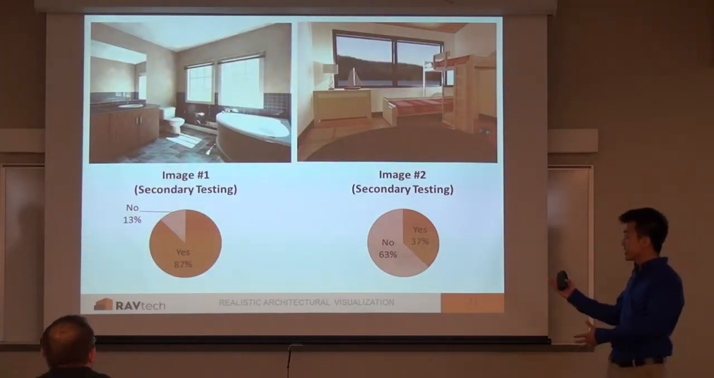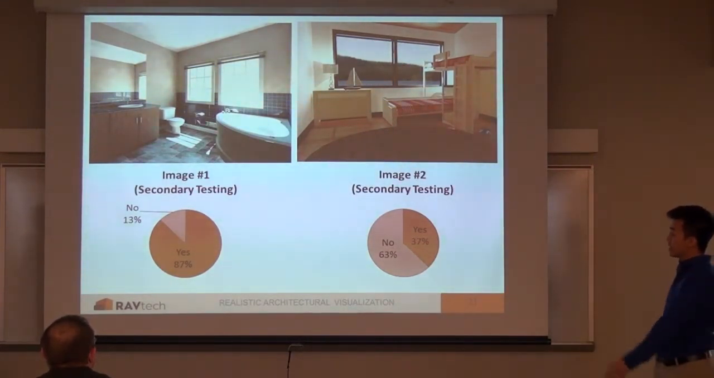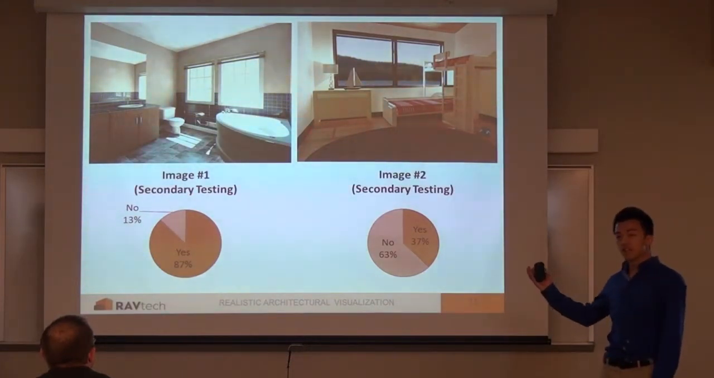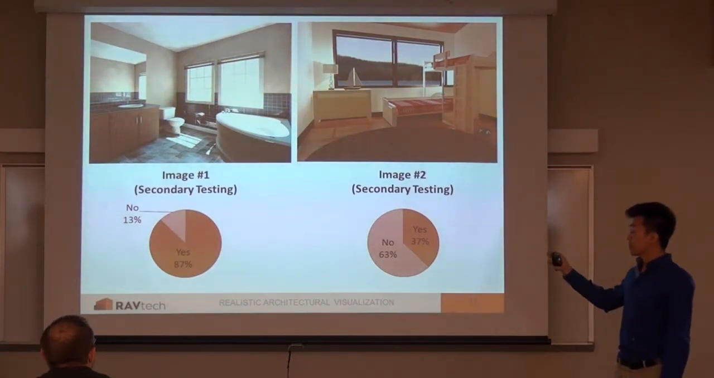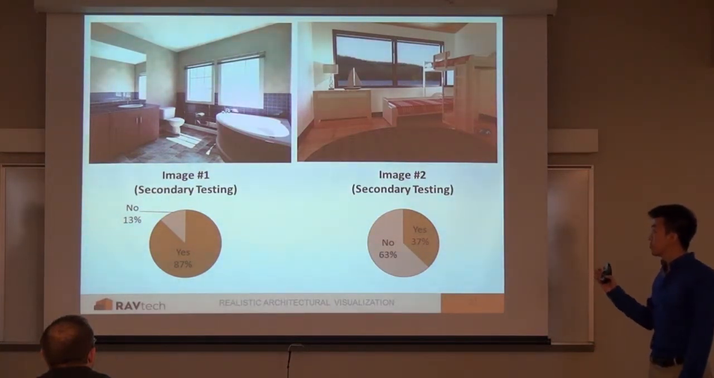In our secondary testing, you can tell our renderings got quite a bit better. The one on the left, 87 people said yes, this is a photorealistic rendering. One of the reasons they said that was that the floor and the flooring material and the cabinets also looked pretty real, and the lighting was great as well.